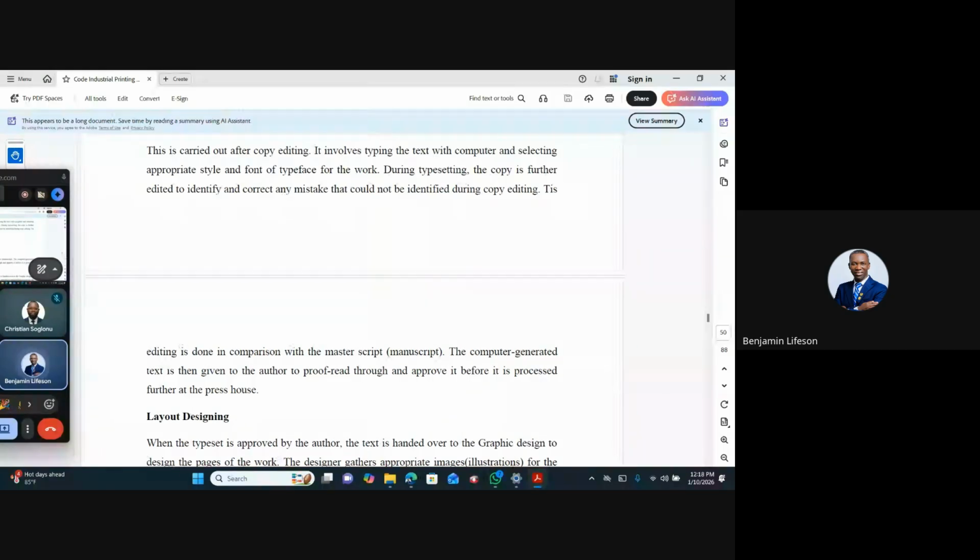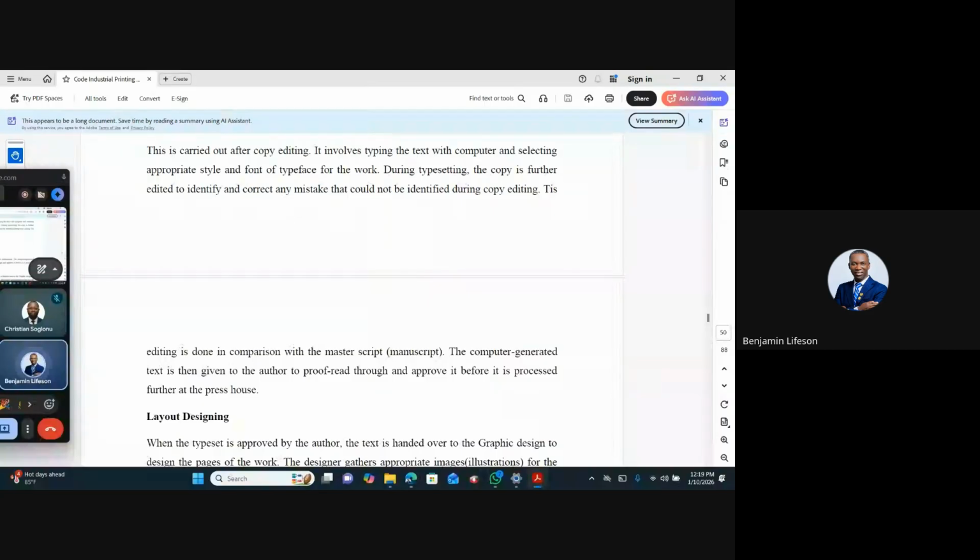You know, so normally we do it with computer. So it involves typing the text with computer. So even if the person had brought the manuscript to you in hard copy, it will be prudent for you to possibly retype it with your computer. You can use Word to do that. You can use CorelDRAW depending on the software that you are doing. So you select the appropriate style now, the font that you think it will work. All right. So that is it.